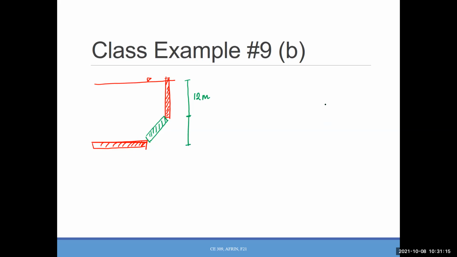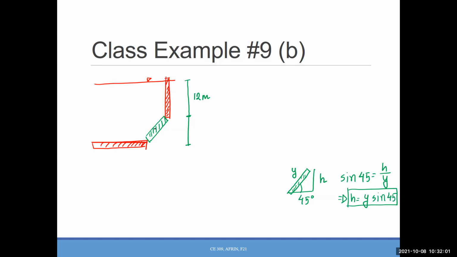What I will do, I will draw this gate separately here. Okay, so this one is H, this one is Y, and the angle between them is 45. So what will be the relation between H and Y? Sine 45 is H over Y. So H is Y sine 45. Okay.